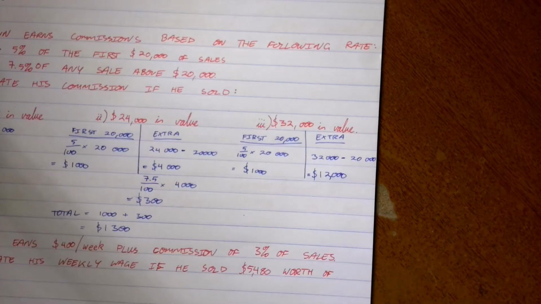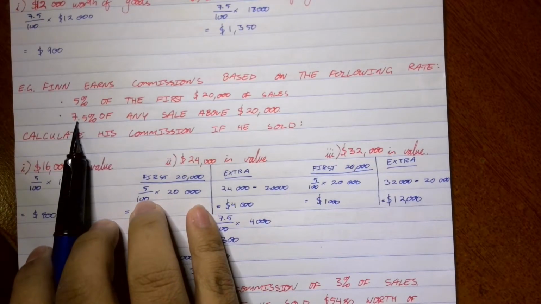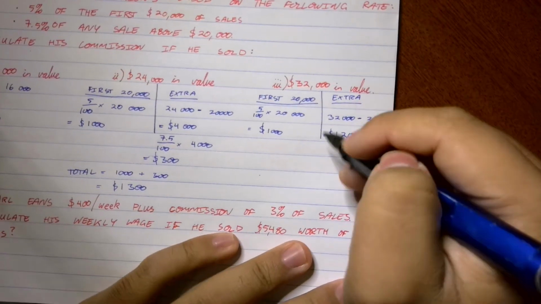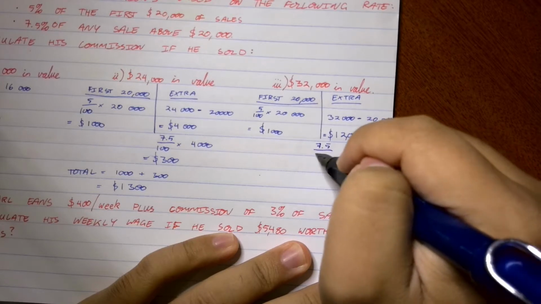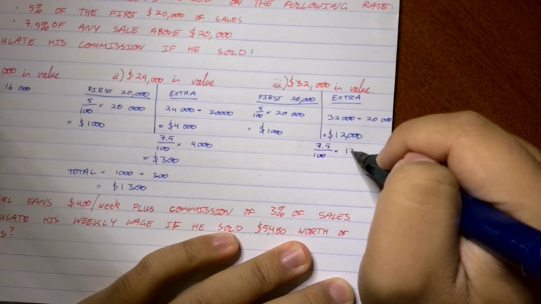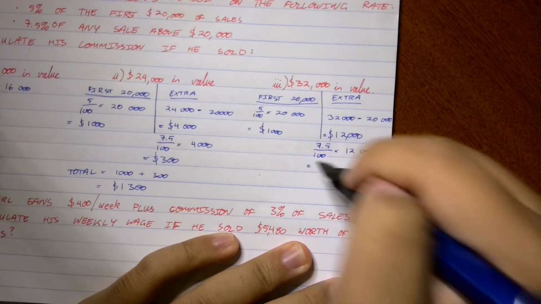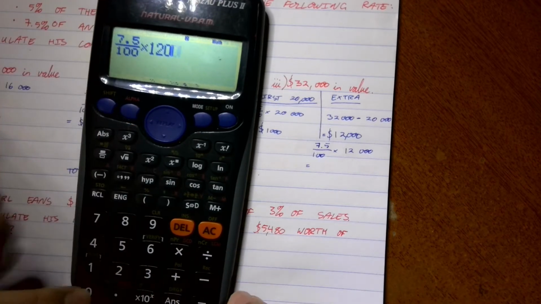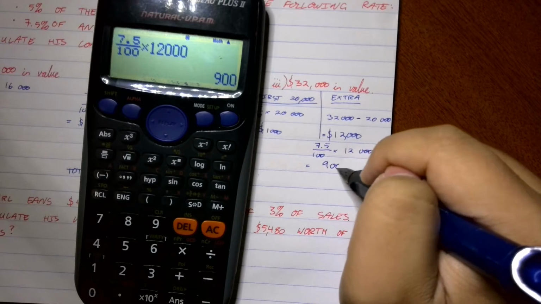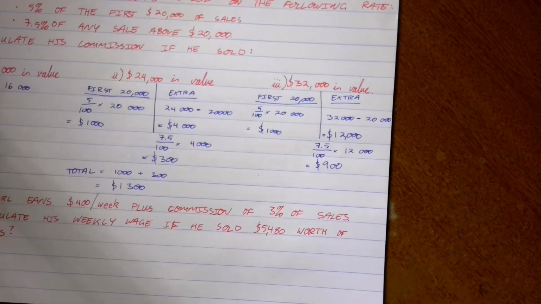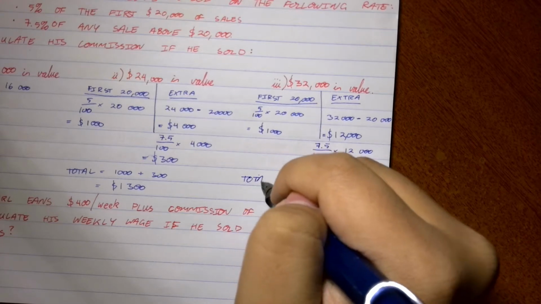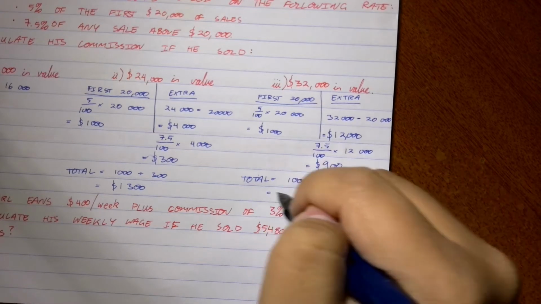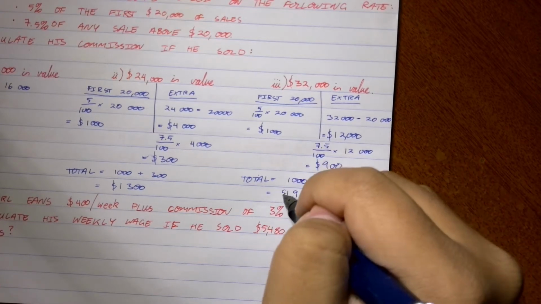So we need to find 7.5%, because it's 7.5% of sales above that amount. So this is the amount above that. So we need to find 7.5 over 100 times the extra amount. So that's going to be 7.5 over 100 times 12,000. That's $900 extra. So now his total, very simply, is 1,000 plus the 900, which is $1,900 in commission.